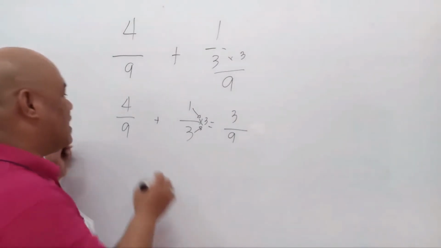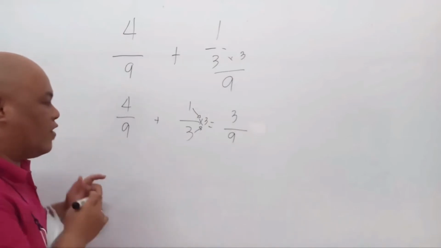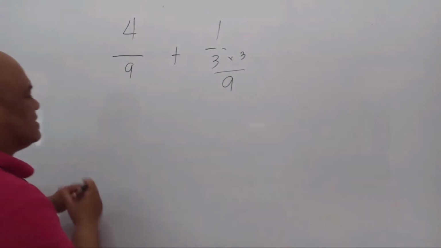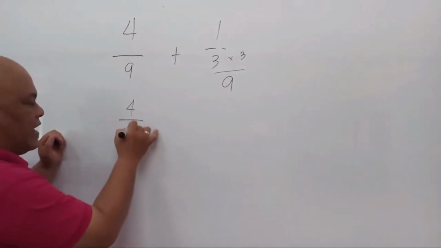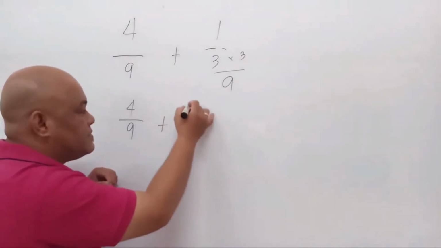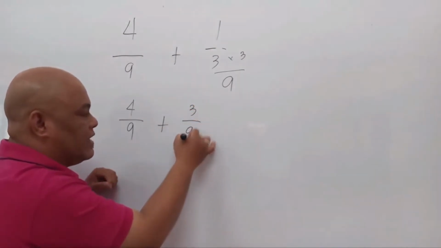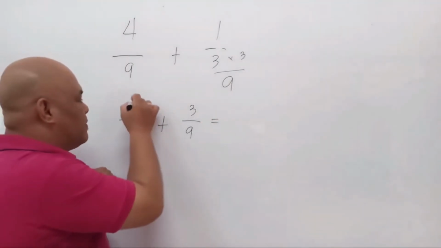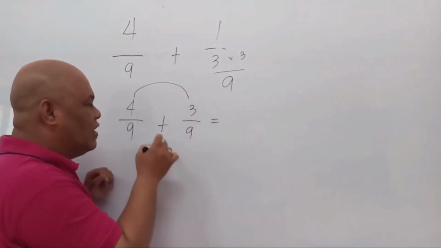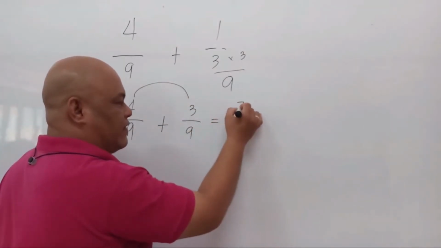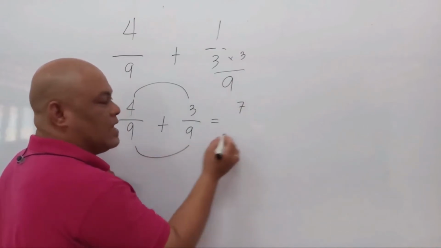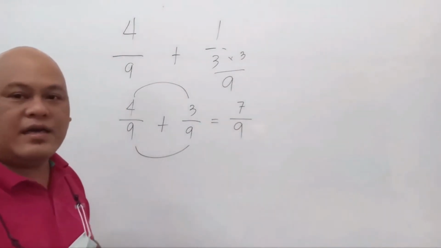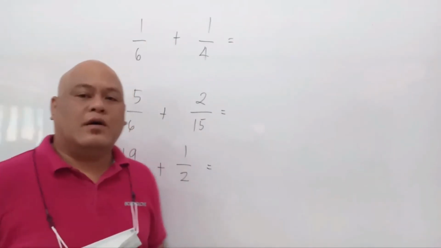And now we can add it to 4 over 9. It will become like this: 4 over 9 plus 3 over 9. So what will happen? You have to add only the numerators, which is 7, and copy the denominator, which is 9. Do you understand?